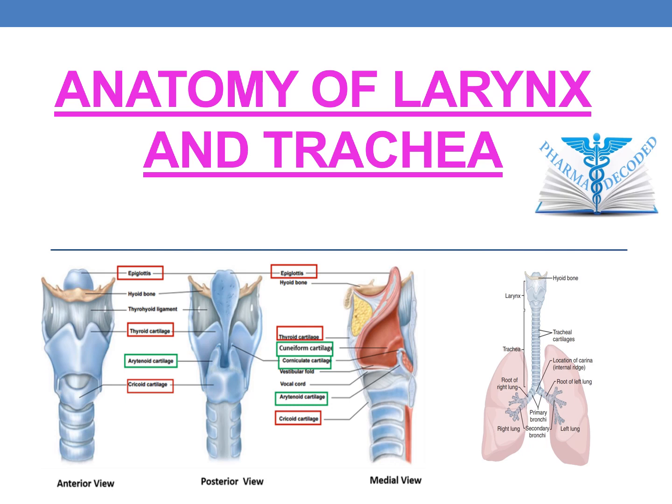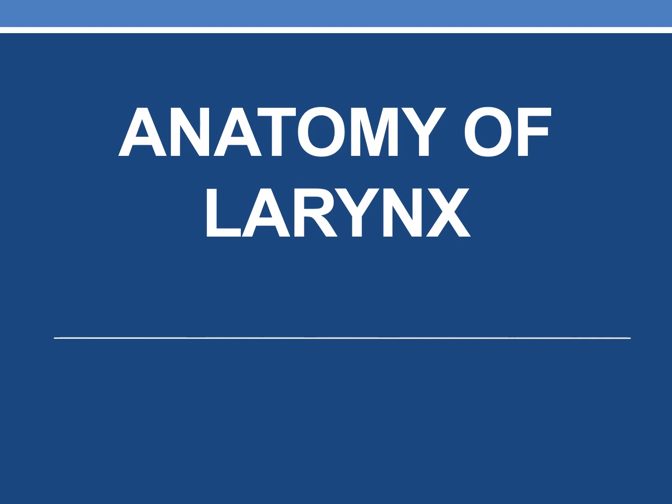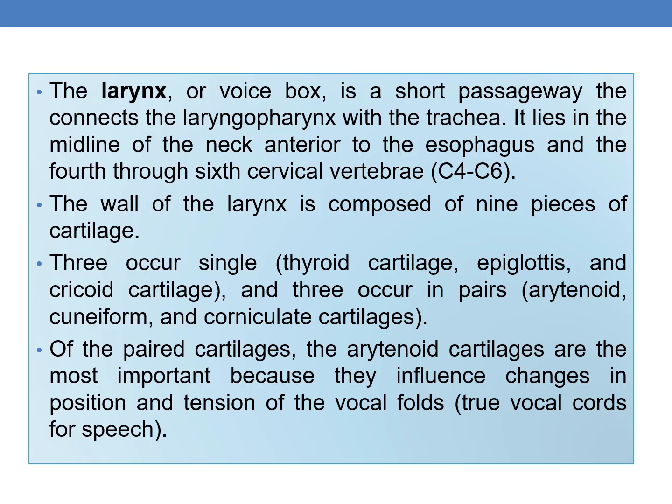Hello everyone, now let us discuss the anatomy of larynx and trachea. First of all, coming to anatomy of larynx. The larynx or voice box is a short passageway that connects the laryngopharynx with the trachea. It lies in the midline of the neck anterior to esophagus. Larynx is anterior to esophagus and the location is 4th through 6th cervical vertebrae, from C4 to C6.